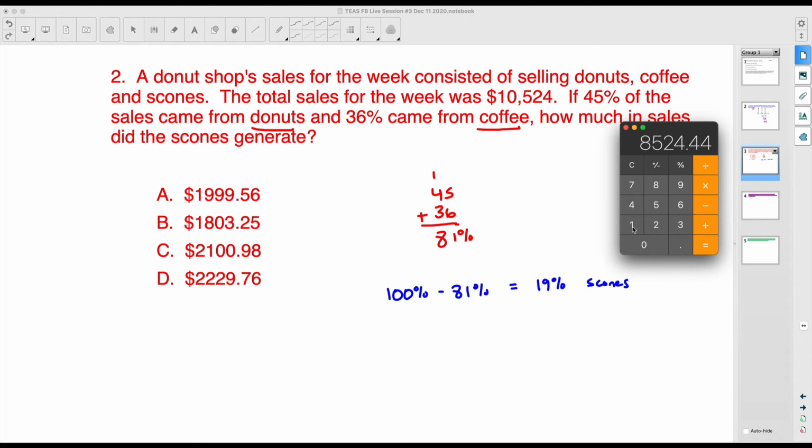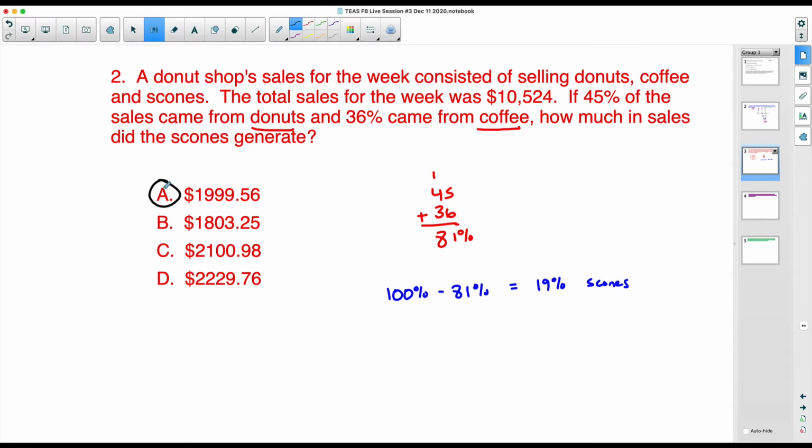So what we could do is take the 10,524 and subtract that off to figure out what was left. So if I subtract off 8,524.44, boom, check it out. Same answer, a slightly different approach to get there. So the correct answer there would be A. Feel free to chime in with some questions. I do see where 3 of y'all did say A. That's good. All right, so there's 2 word problems.